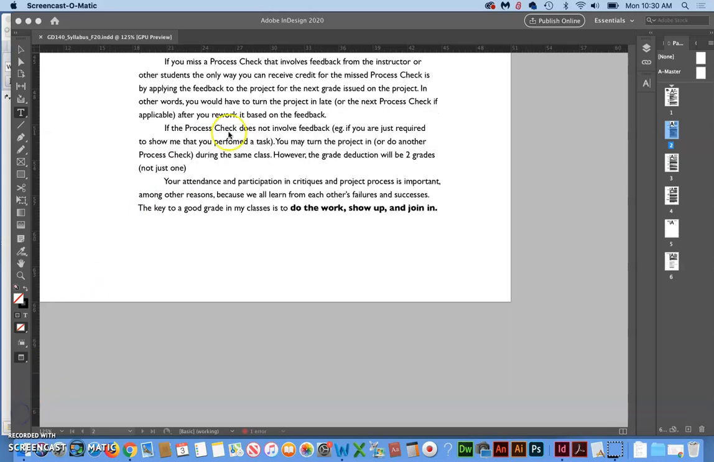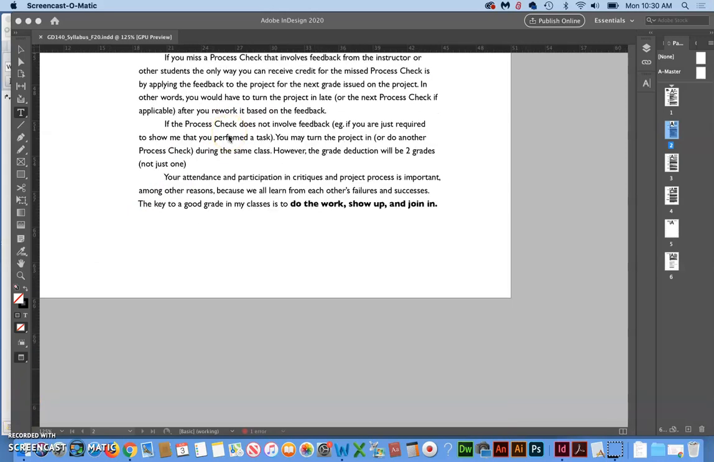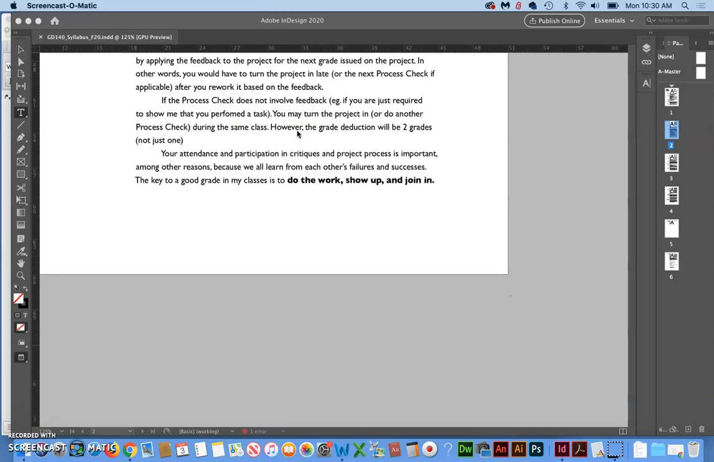The exception to that is if the process check does not involve feedback, like let's say that it's just to show me that you completed a task or I've gotten a certain way through, for example, an animation. Those you might be able to turn in on the same day as the project. However, the grade reduction will be 2 grades, so -8 points instead of just 1.